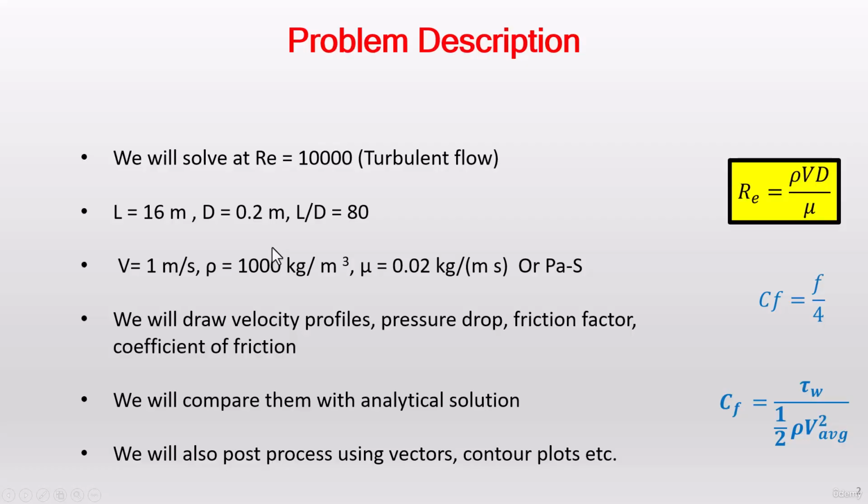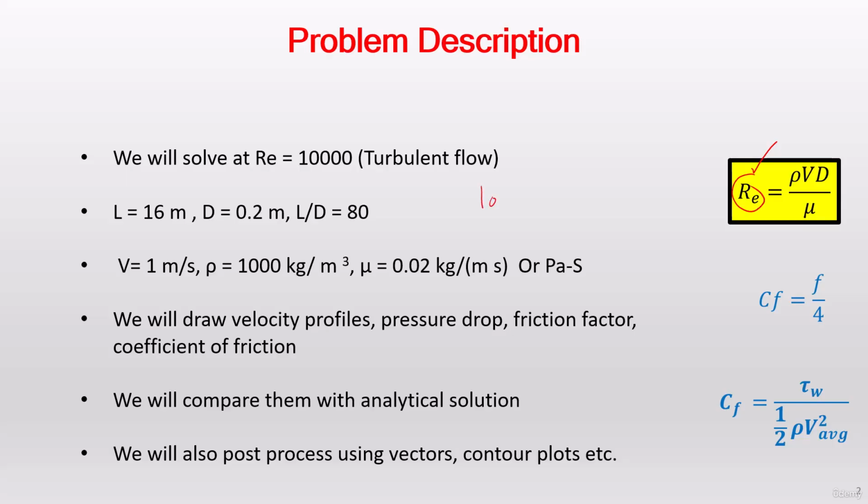Okay, so starting with the problem description, we will be solving the problem at Reynolds number equal to 10,000 as a CFD study. I have taken the length equal to 16 meters, diameter equal to 0.2 meter, and L by D is 80. I have taken the velocity equal to 1 meter per second, density 1000 kilogram per meter cube, and the viscosity is a result of the solution of the Reynolds number equation. I cannot give every parameter directly, so it should match the Reynolds number value.